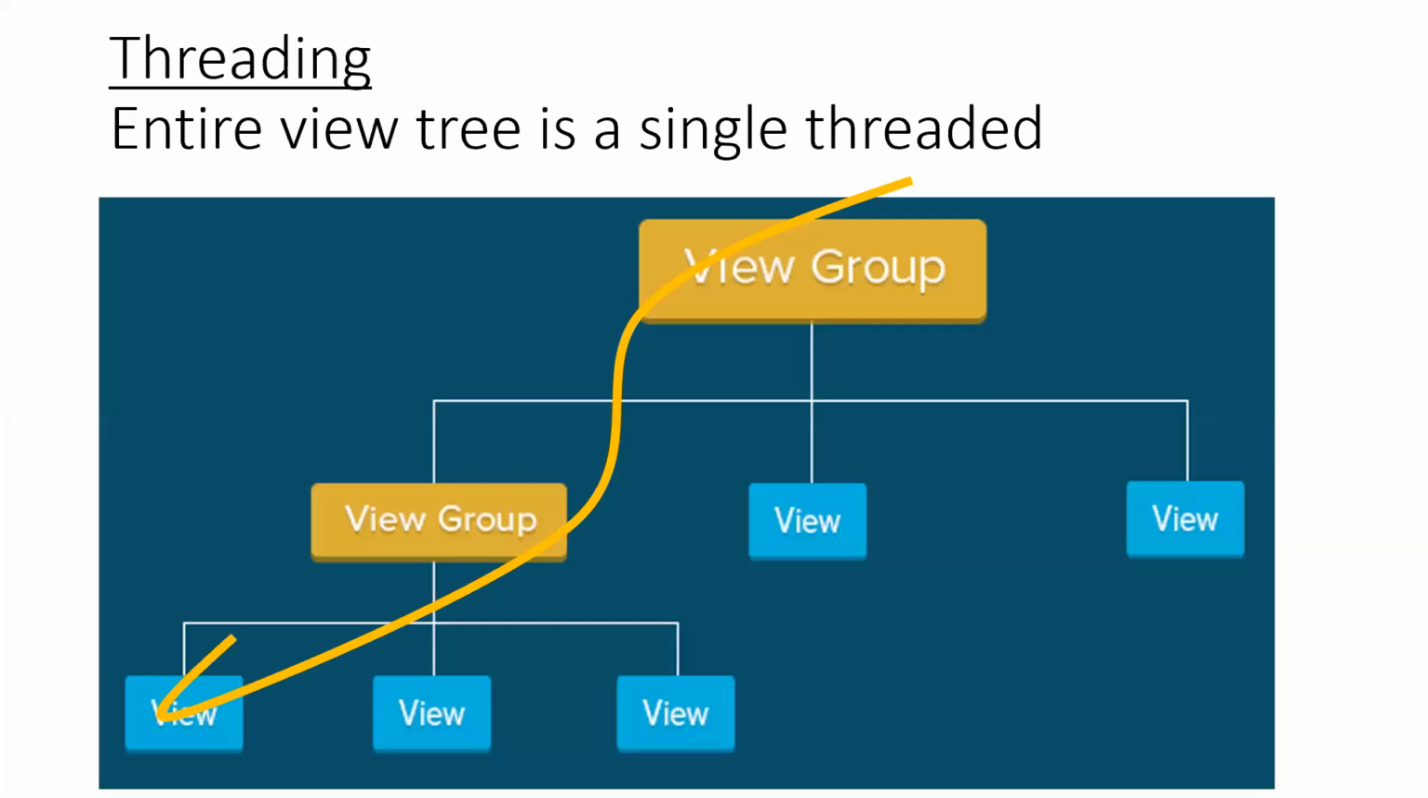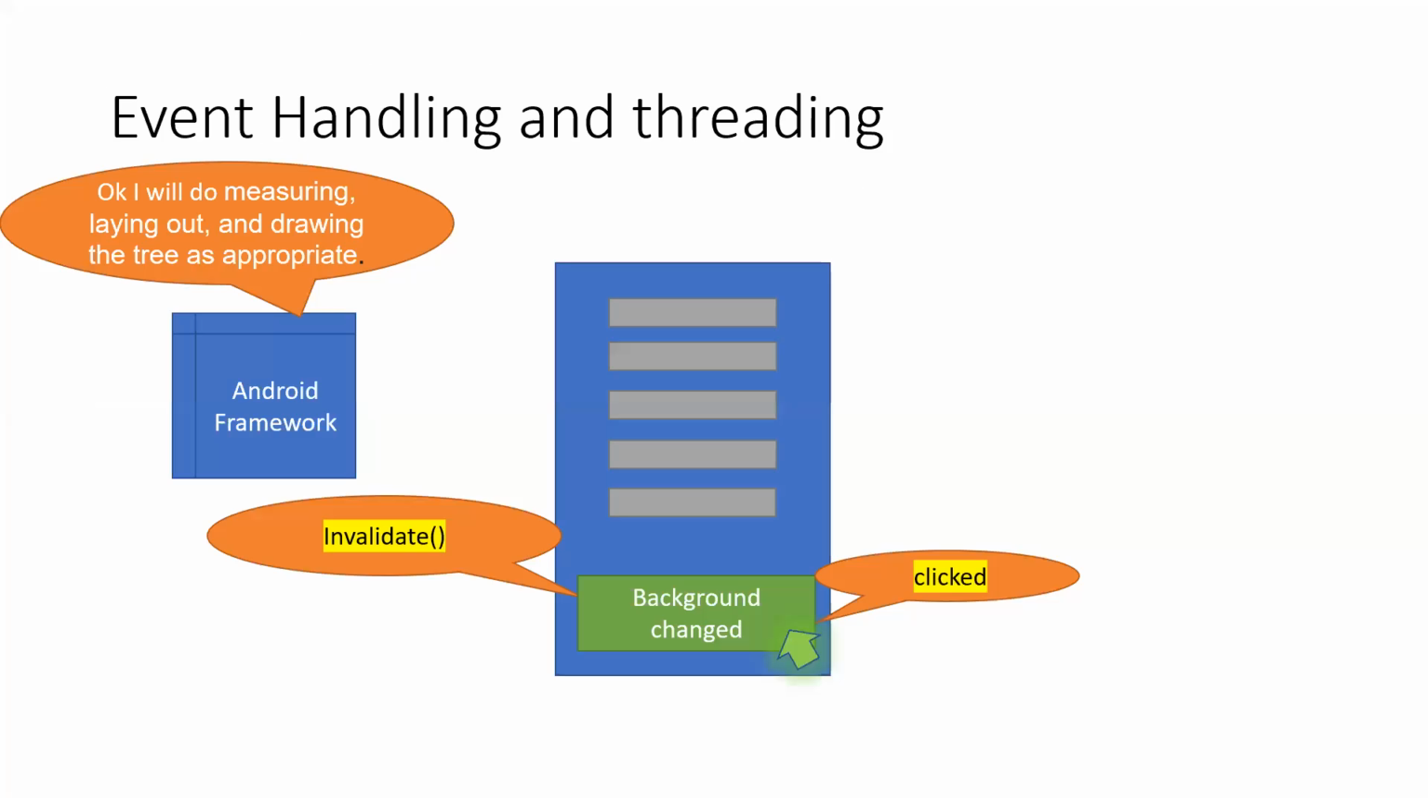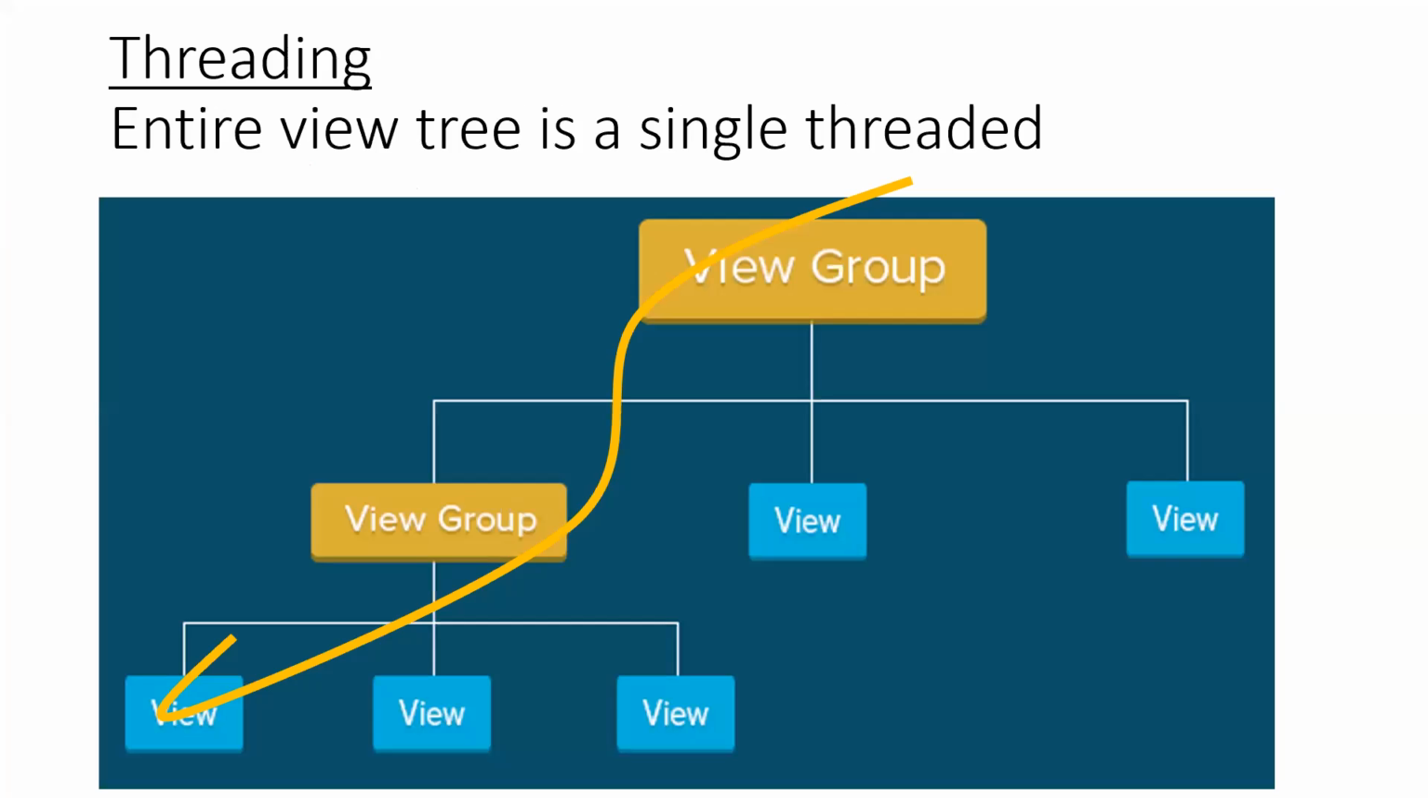Okay, and yeah, after this event handling, I told you event handling and threading. Now my event handling is over. Now we are going to talk about threading. The entire view tree is single threaded, even involving a view group. So the view tree that you are seeing on your screen as a part of the user interface is single threaded. There's one single thread.